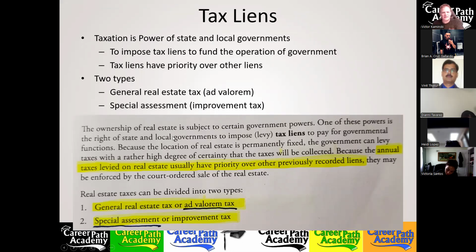So even though they say the general real estate tax is known as the ad valorem tax because it's based on the value of your property, well, it is the assessed value, and they multiply the assessed value by the tax rates to figure out what the taxes are. And the politicians are the ones that determine what that rate is. So it's not entirely based on the value of the property.